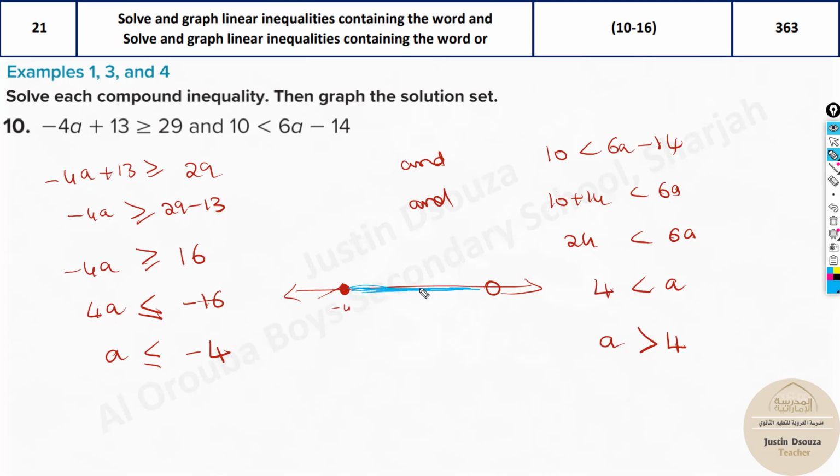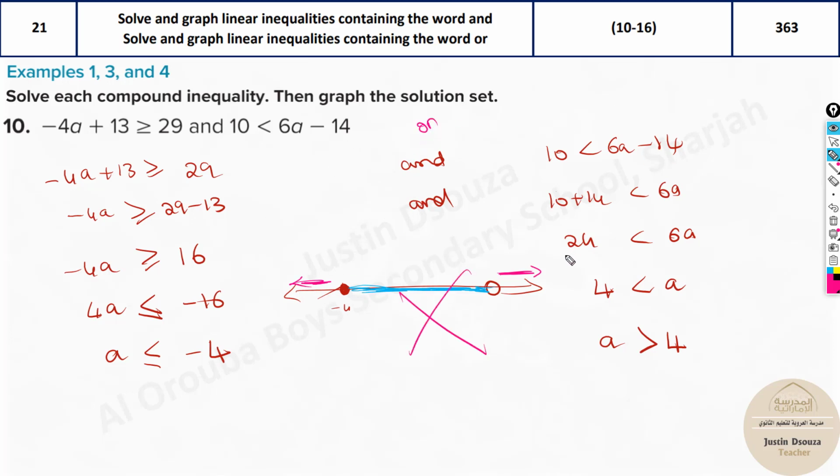Is it the case over here? No. Here what have we got? A is greater than 4. That means this is all the solution, and less than. This is supposed to be like "or". So this is wrong for "and".